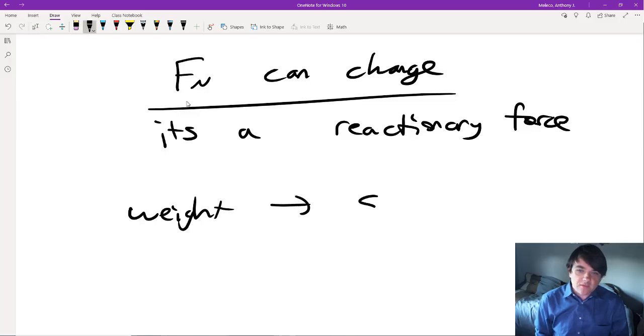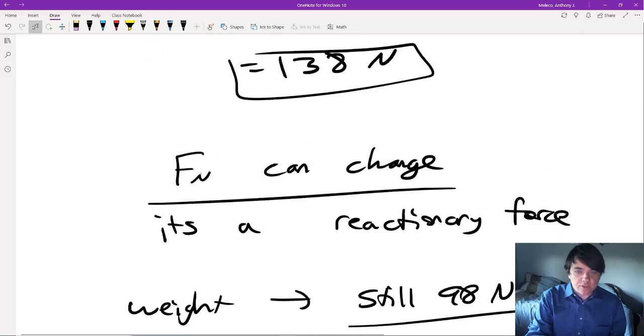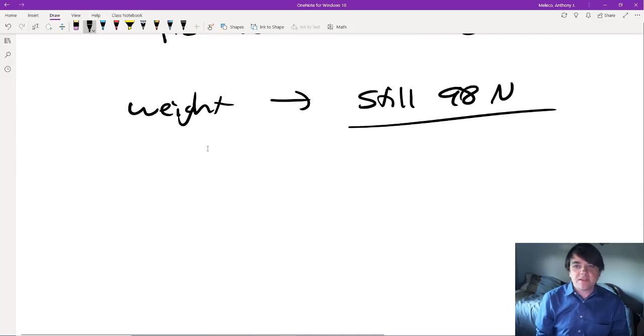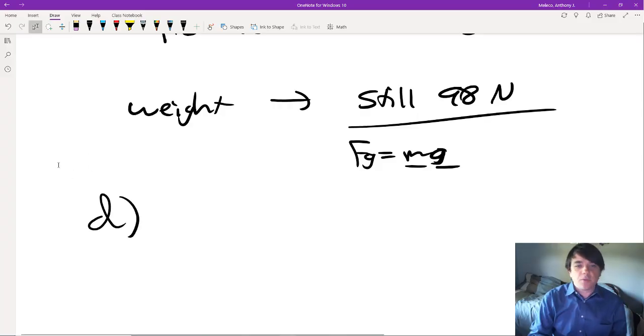So the weight is still 98 newtons, okay? To answer that second question. So this is an instance where weight and normal force are not the same, okay? Because the weight is still Fg. Nothing about these have changed just because you're pushing on the box. The mass of the box is still the same. G is still the same. So there's that.